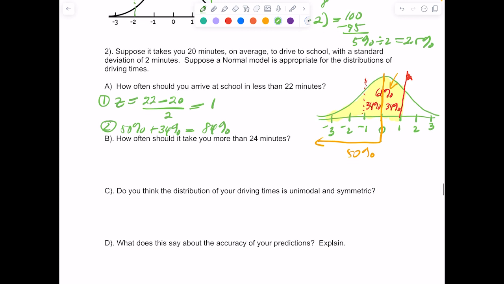How often should it take you more than 24 minutes? Again, you're going to first want to find the z-score. So it's the value minus the mean divided by the standard deviation. And this time we get 4 divided by 2, which is 2. So now we know that we're 2 standard deviations out.